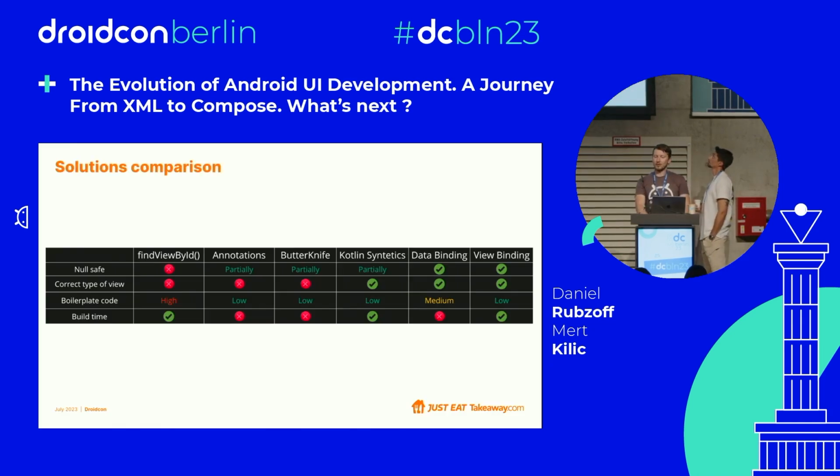Here's an overview and comparison of the presented solutions, based on our knowledge. The comparison criteria are null safety, correct type of view, required boilerplate code, and build time impact. As you can see, the clear winner is view binding. In this comparison, it was one of the best options to use at that time. However, data binding was another very good option, as it provides more functionality. It's already presented. So that was the XML era and the journey so far.